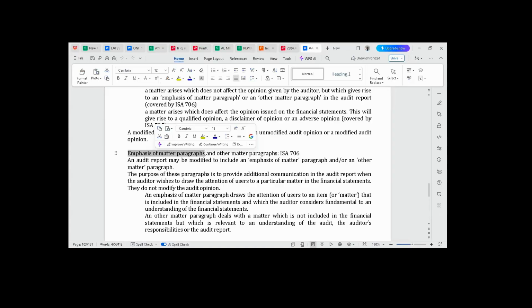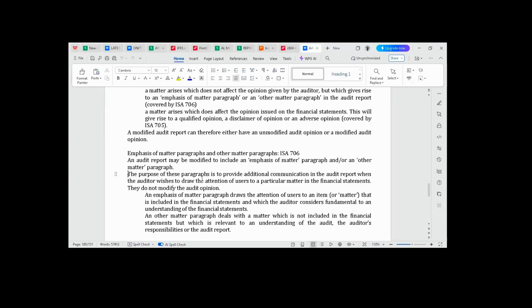Why? Because the auditor has already explained in last year's audit report, in the notes to the account, that a fire incident occurred in one of the factories, and some of the inventories were what? Were destroyed by the fire. Do you understand? That's what we mean by emphasis of the matter. And that's what they explained here.